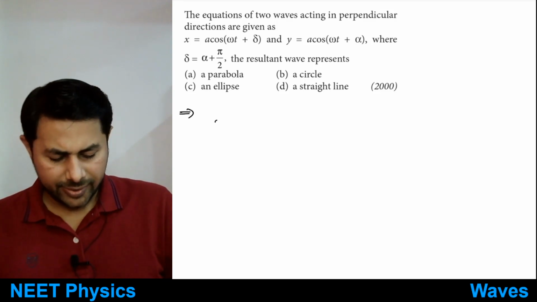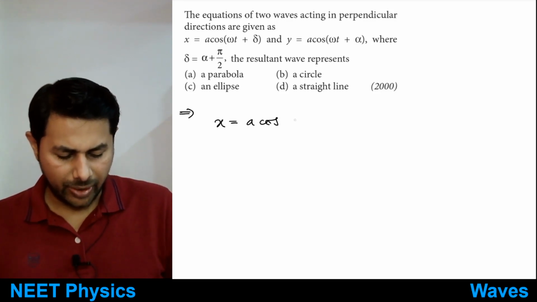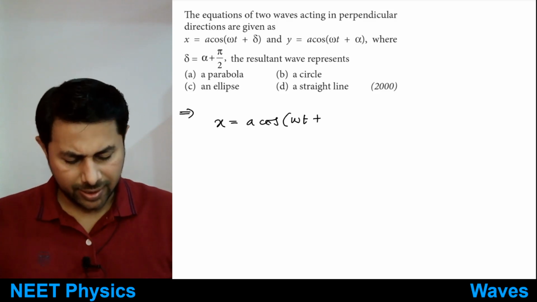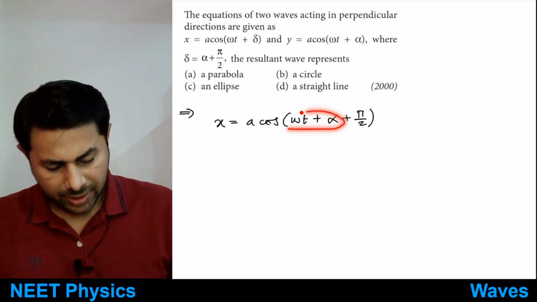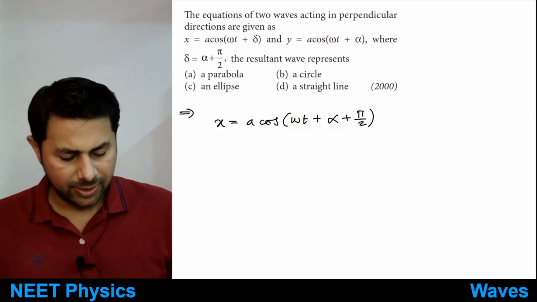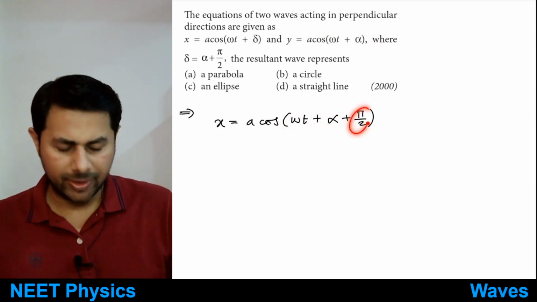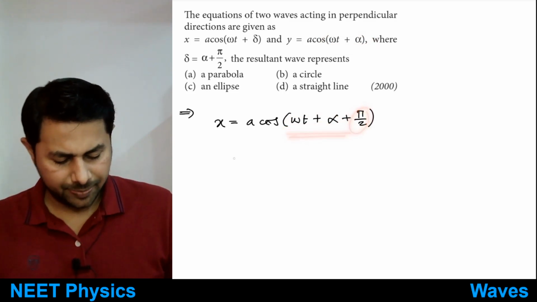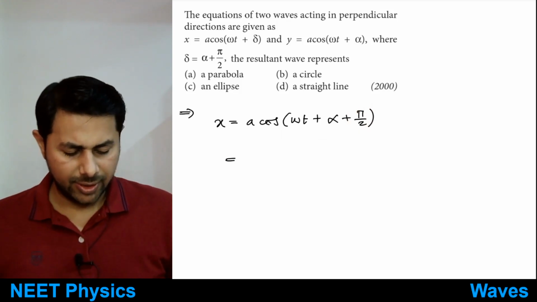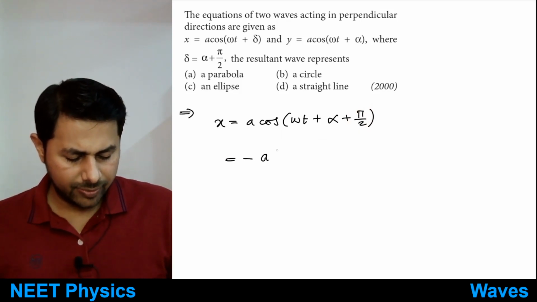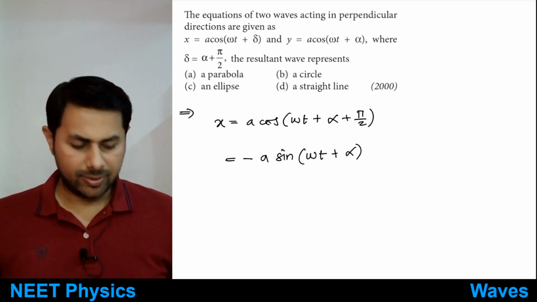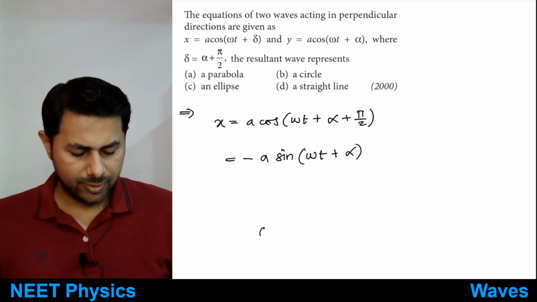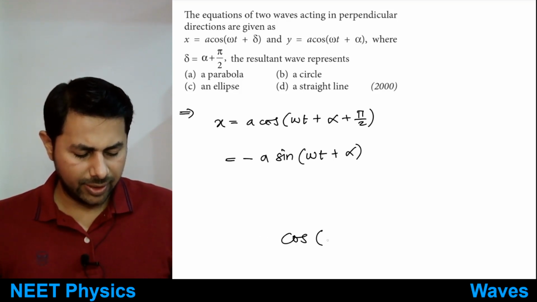All right, let's solve this. X is equal to a cos of omega t plus delta. What is delta? Delta is alpha plus pi by 2. So this is cos of omega t plus alpha plus pi by 2, and here you have cos of omega t plus alpha. So this thing can be written as, I guess, minus sine of omega t plus alpha, right? We can check that. Cos of a plus b is cos a cos b.